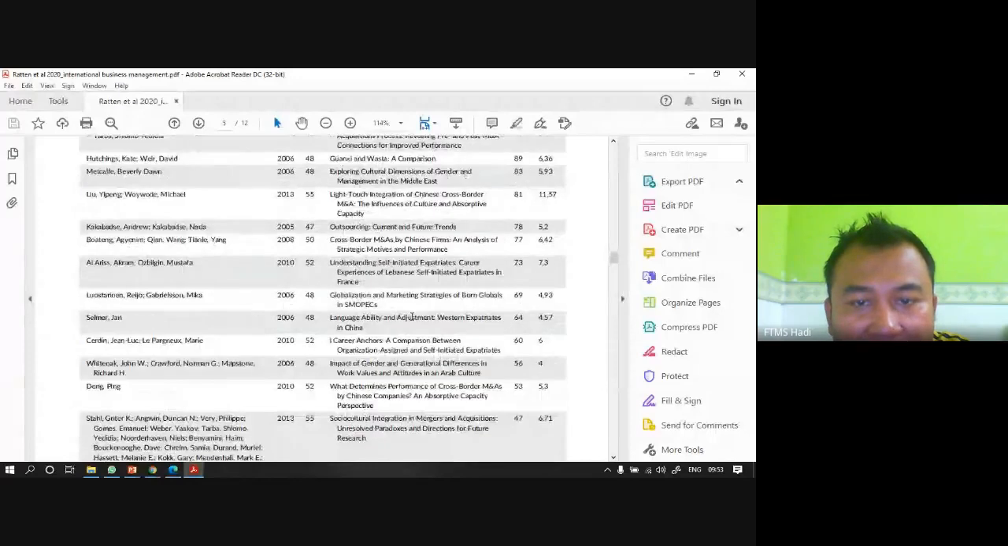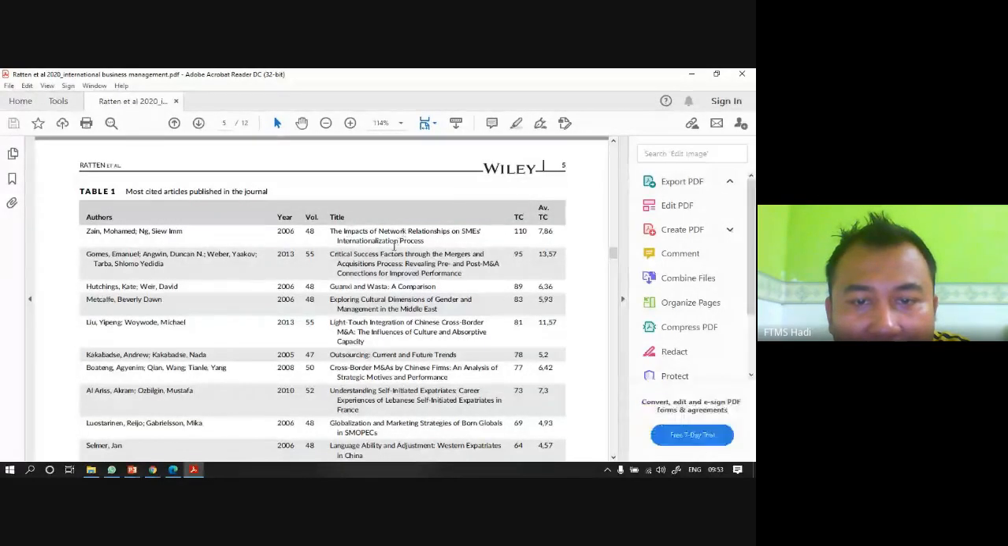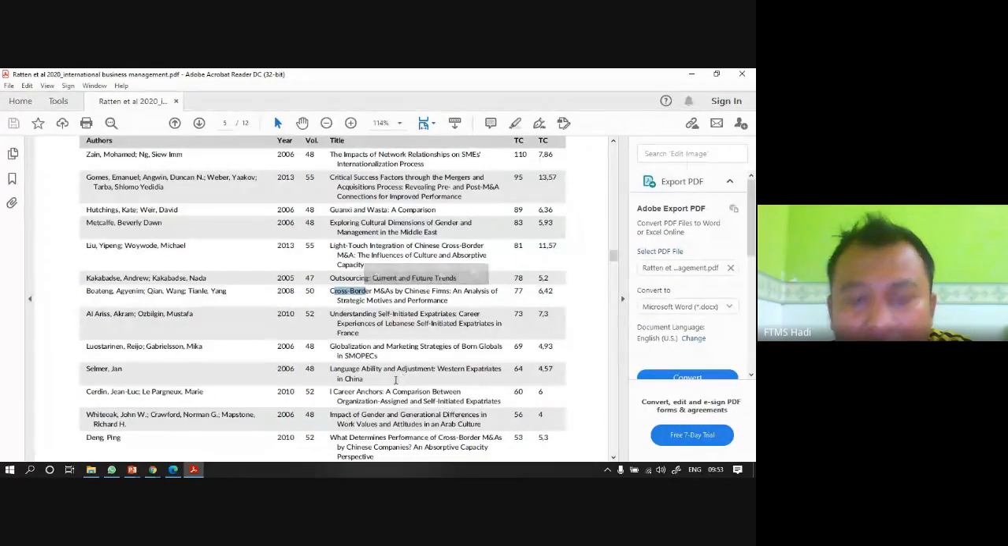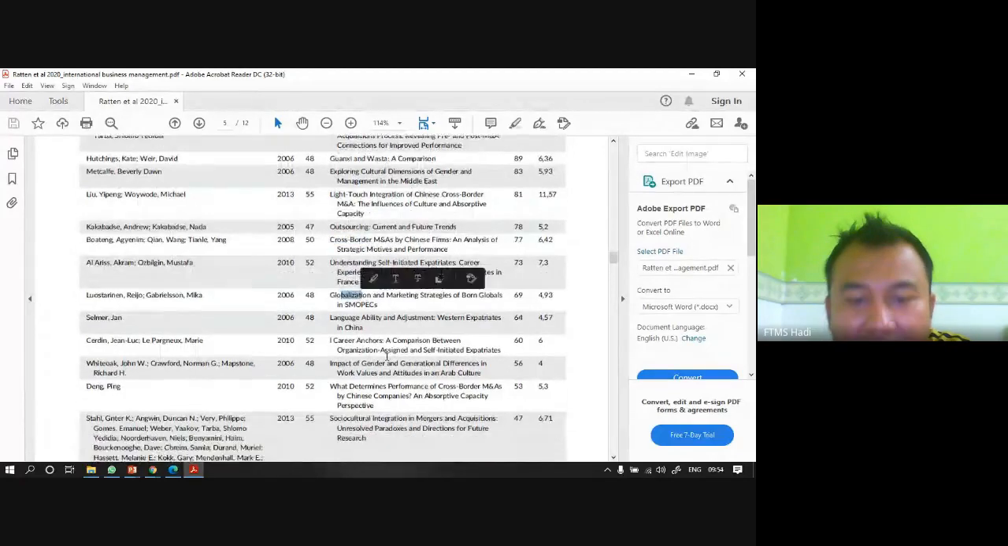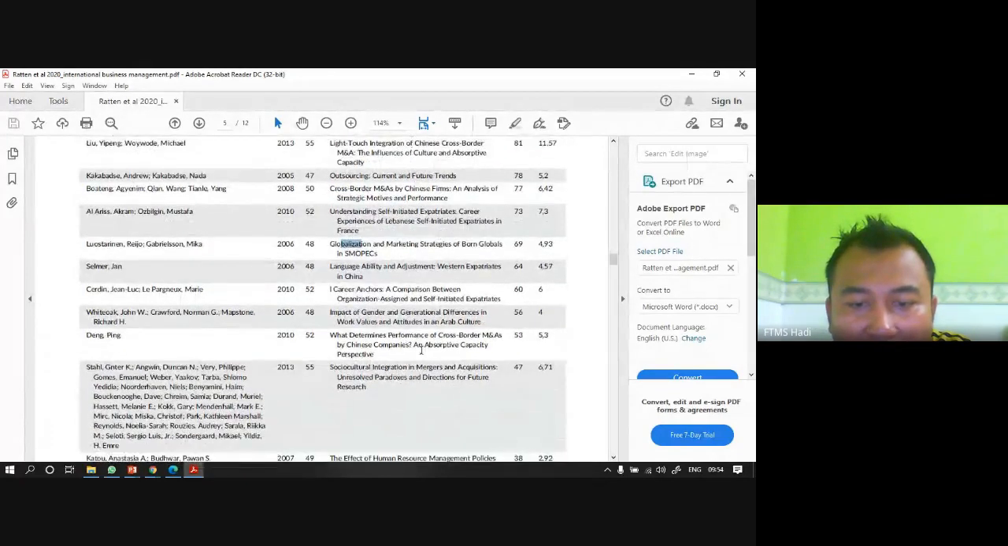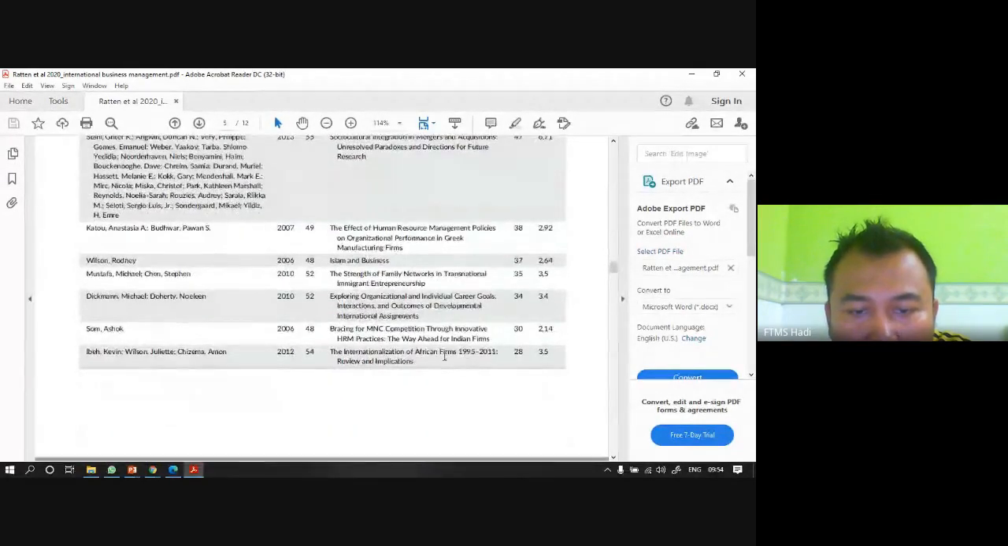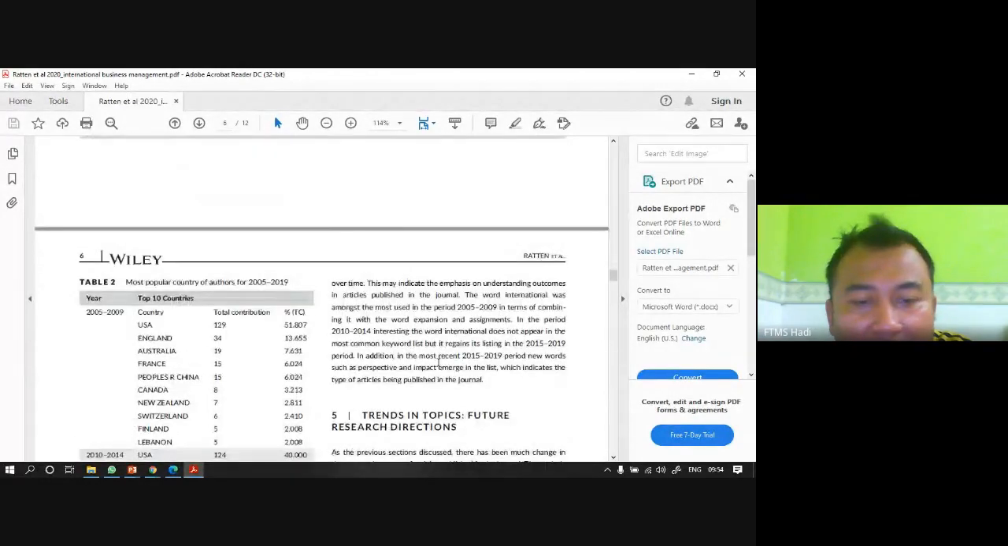These are the highly cited papers. So you can have a look at the title as well. For example, for international business, you can do M&A, mergers and acquisition, or probably internationalization, outsourcing, cross-border, a lot of topics there. Globalization, what else? Performance in cross-border, international companies. What else? MNC competition.